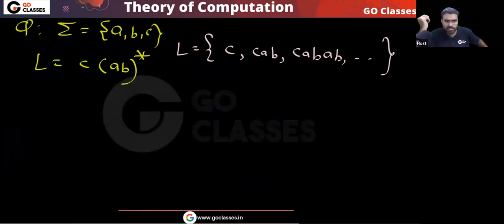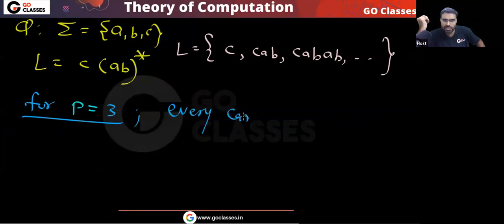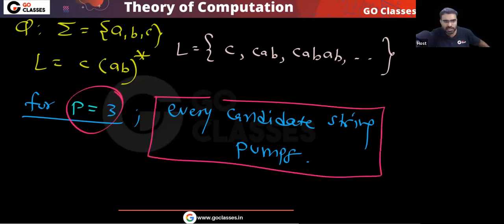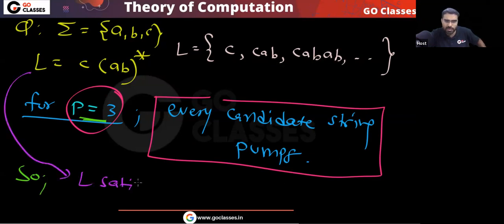So very simple. For this language, remember, I can say for p equal to 3, every candidate string pumps. And this is what we want. Yes or no? Agree? So for this magical number, every candidate string is pumping. So I can say this language will satisfy the pumping lemma. So L satisfies the pumping lemma.